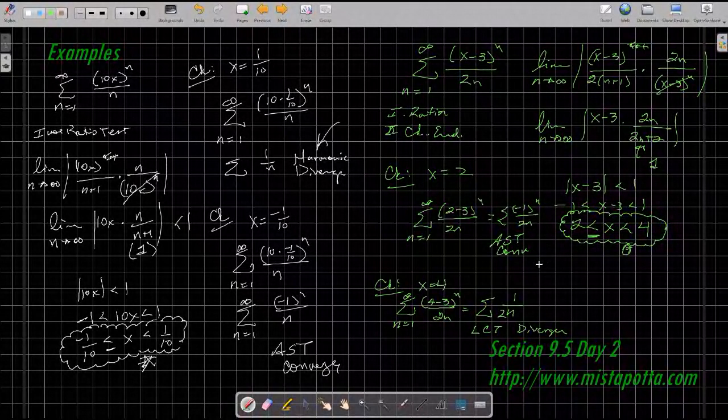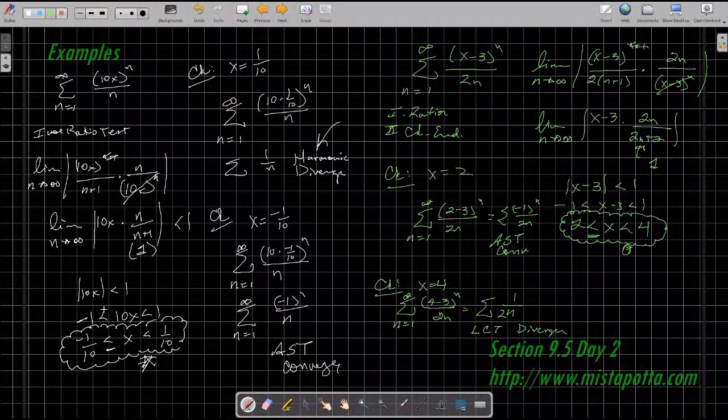Now please don't get lulled into a sense of saying, well, it's always going to be the left endpoint, because it may not always be the left endpoint. It just happened to be in these two examples.